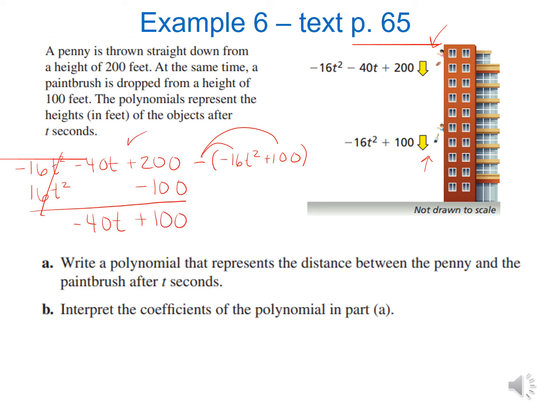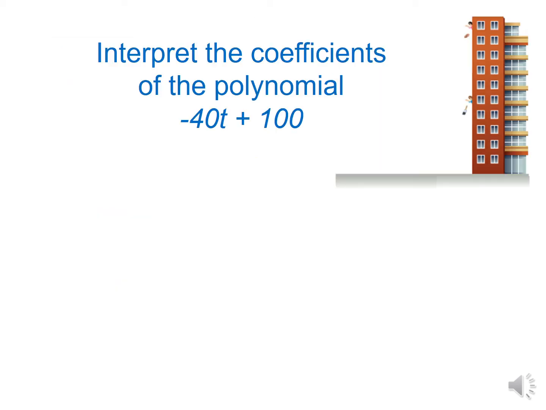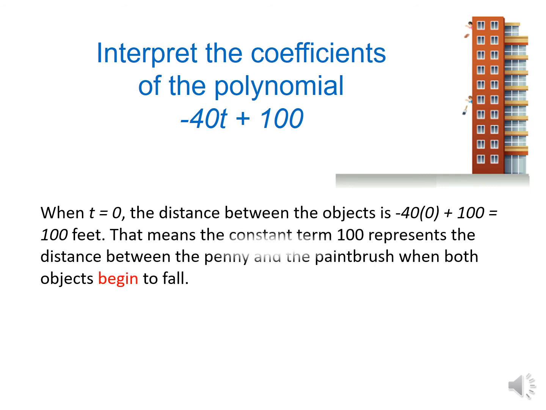Notice in the beginning we had a trinomial with a degree of 2, and now we have a binomial with a degree of 1. Okay, so let's interpret the coefficients of this polynomial that we've come up with. So the first part we're going to look at is the 100. And what the 100 tells us is that when t equals 0, the distance between the objects is 100 feet. You plug in 0 for t, and you're left with just the 100.